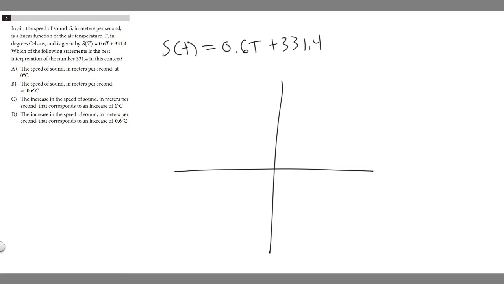So I'm just going to rewrite our equation first. And then I think the best way to understand this is graphically. So let me just graph this. So this isn't going to be to scale. It's just going to be a rough estimate.